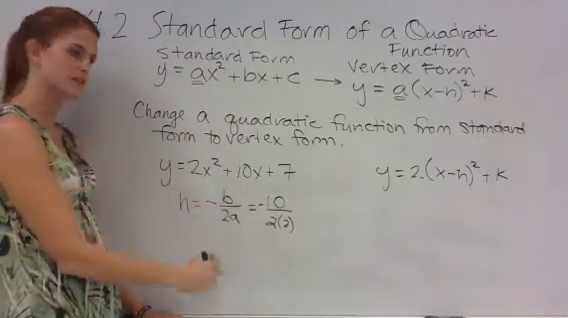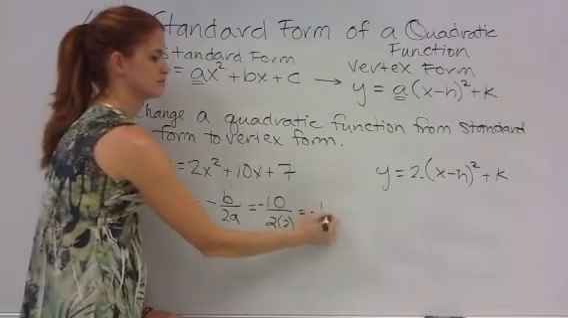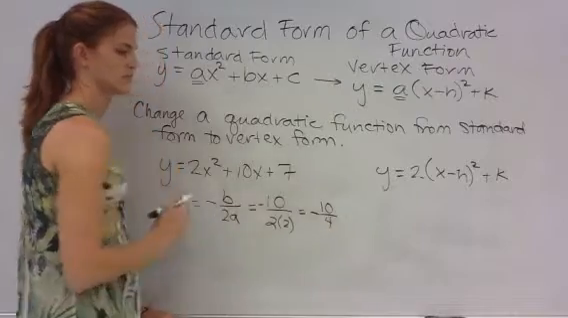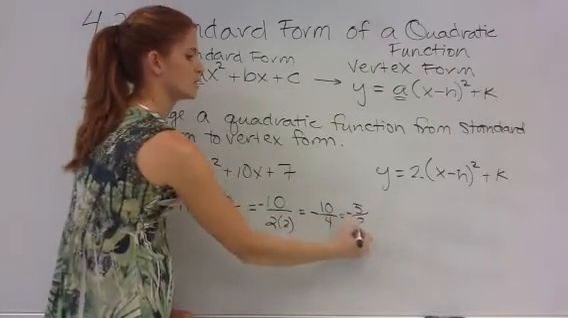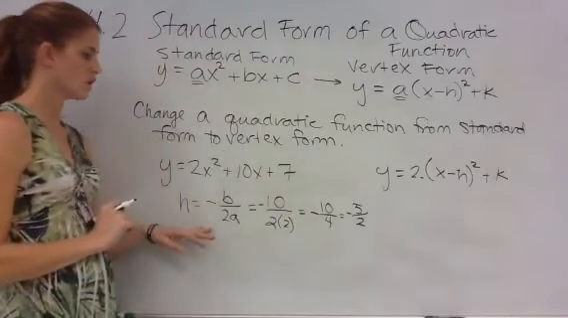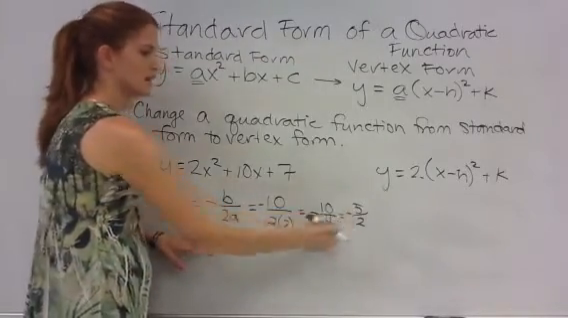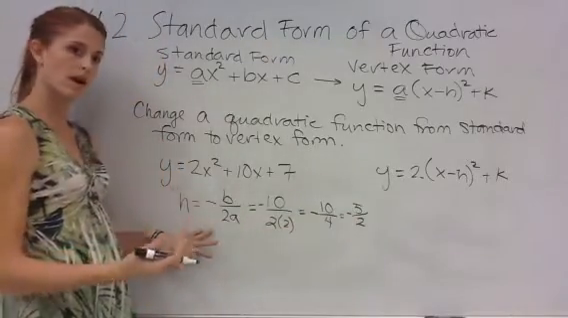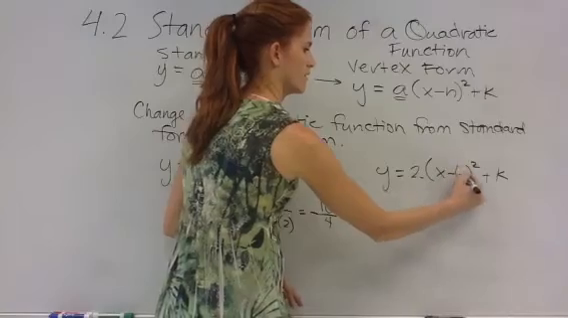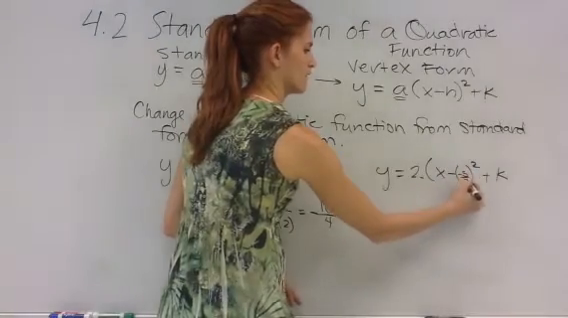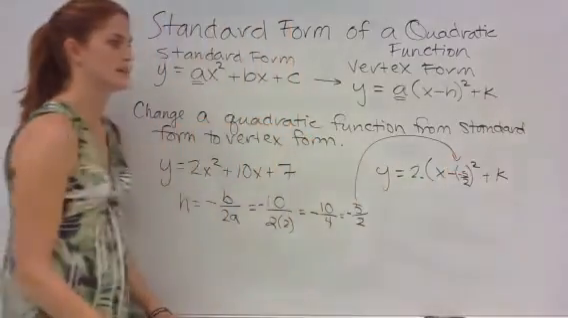I'm going to simplify this down. 10 over 4. And if I want to simplify it even more, it's going to be negative 5 over 2. So all I've done right now is find H. I know H is negative 5 over 2. I'm going to go ahead and plug that in over here. So I've taken this and I just plugged it in right there for H. Negative 5 over 2.